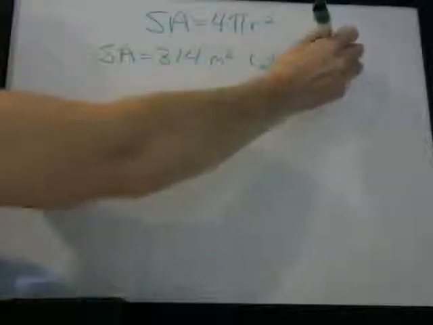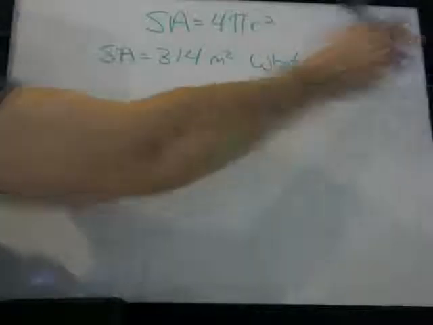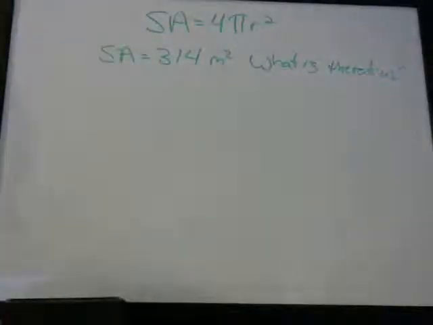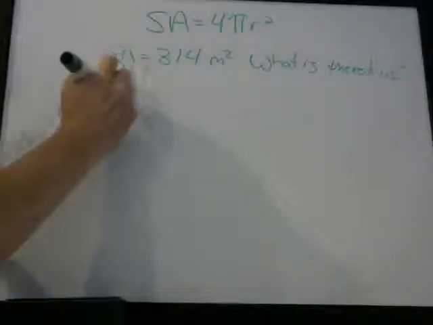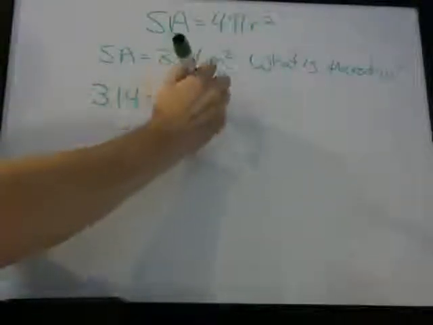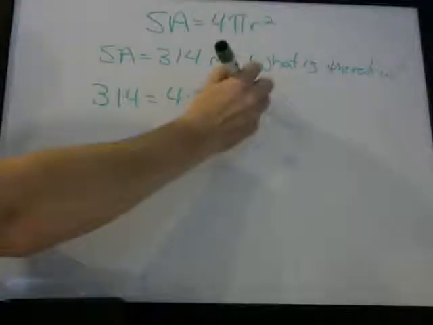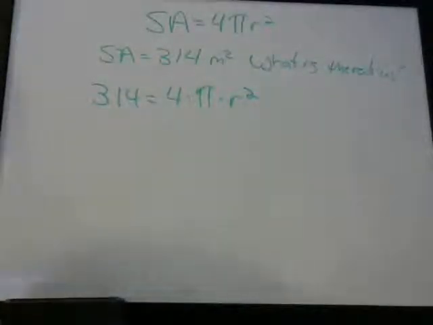What is the radius? So now we need to find the radius given the surface area. So again, we just go to the formula. So they're telling us surface area equals 314. So 314 equals 4 times pi times r squared. We don't know what the radius is. That's what we're trying to find out. So that's why this is like an algebra problem.